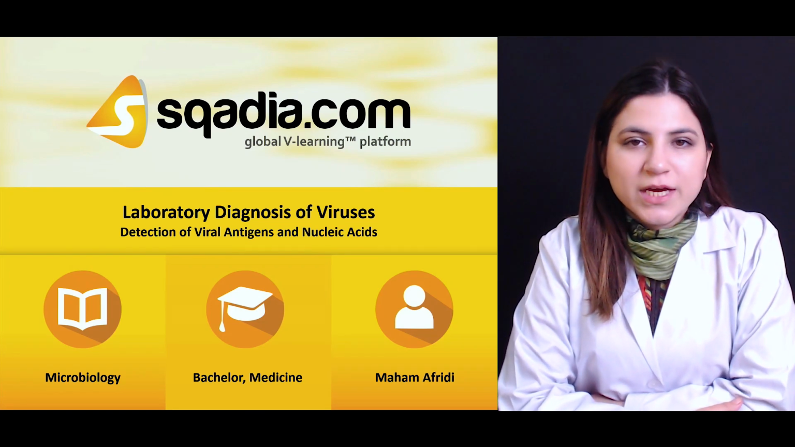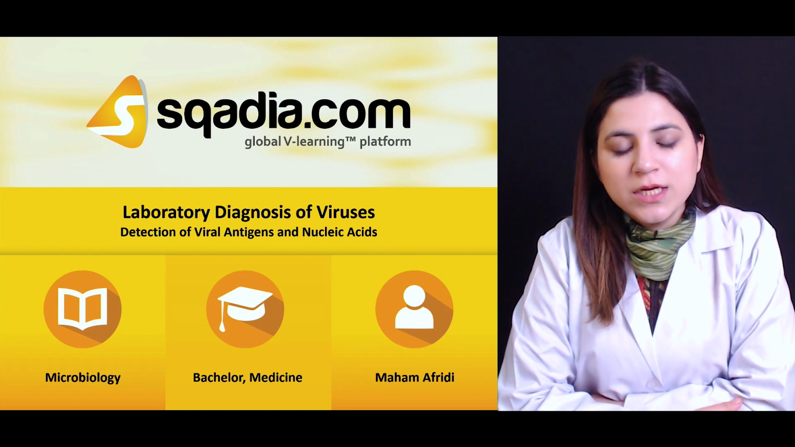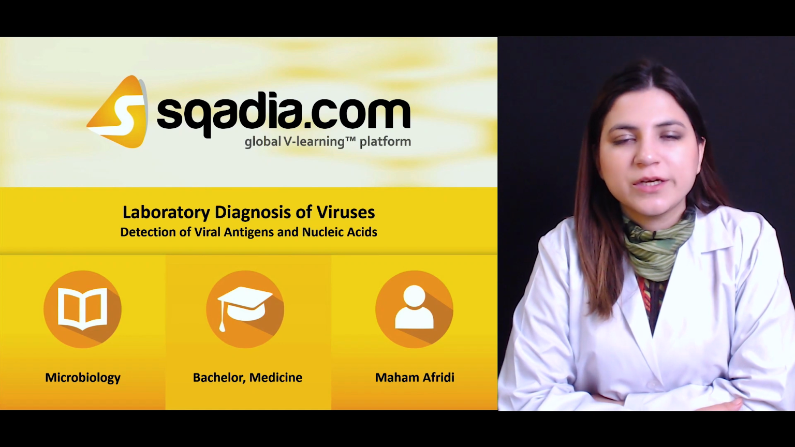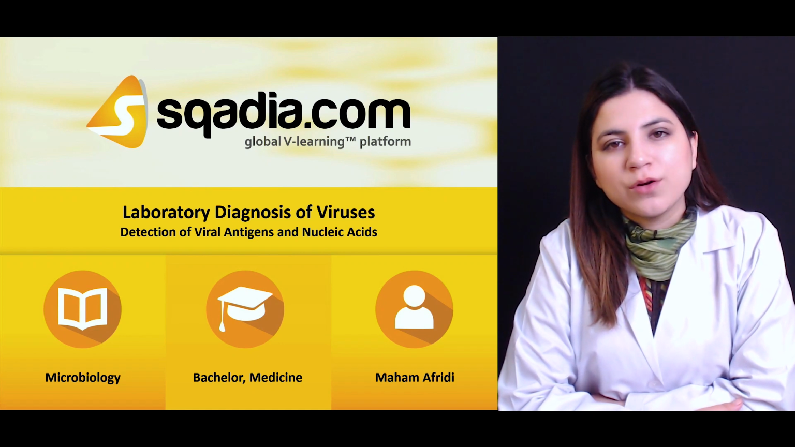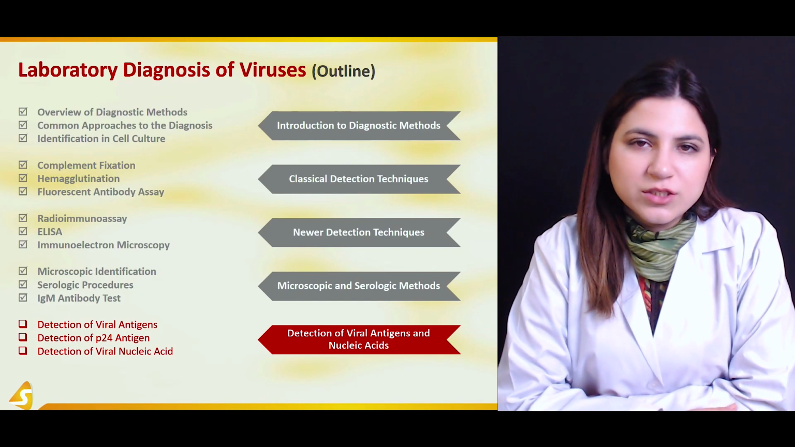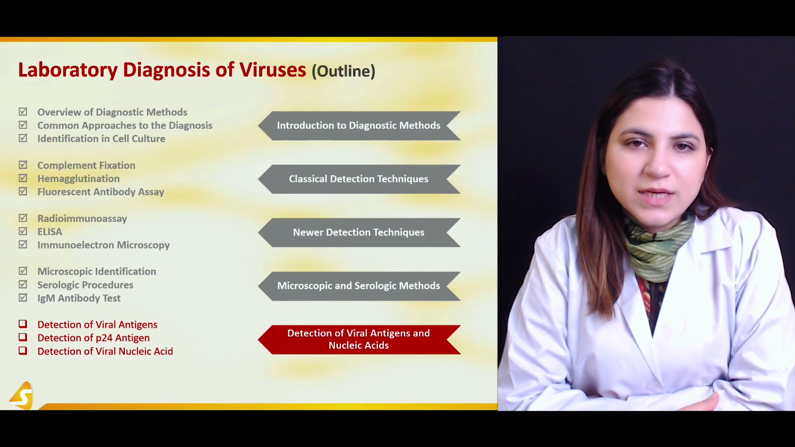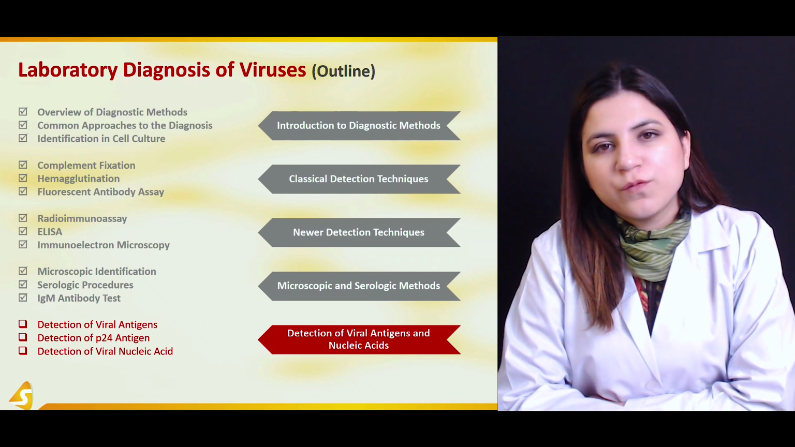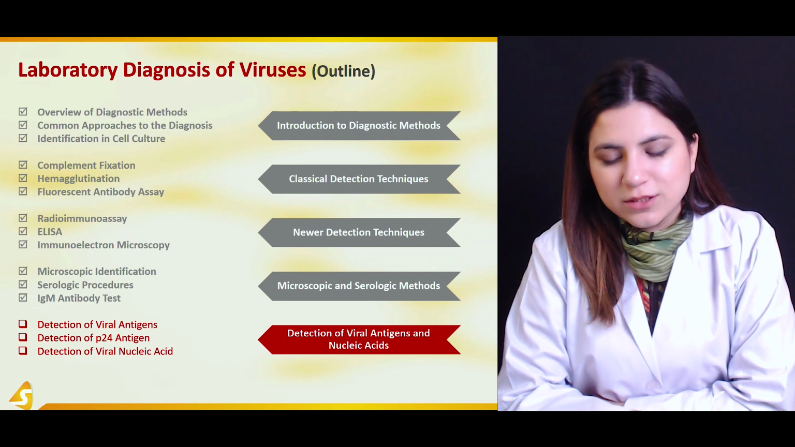Our topic for today is lab diagnosis of viruses. We are at section 5 of this topic, and in this section we'll be discussing the detection of viral antigens and nucleic acids. We'll start by detection of viral antigens with specific example of the detection of P24 antigen, and then we will move on to the detection of viral nucleic acids.